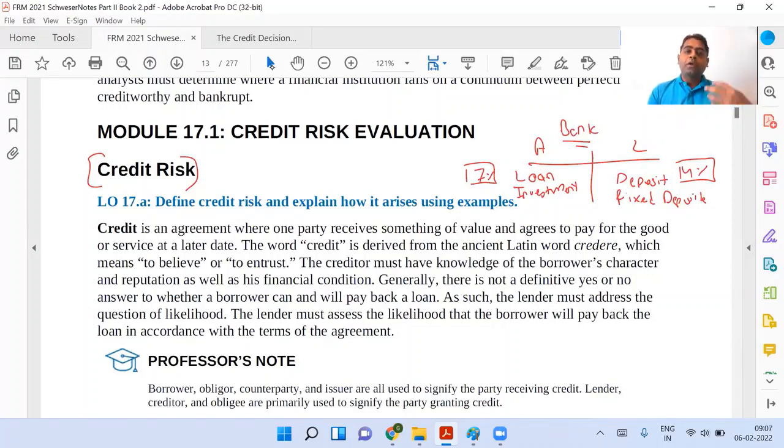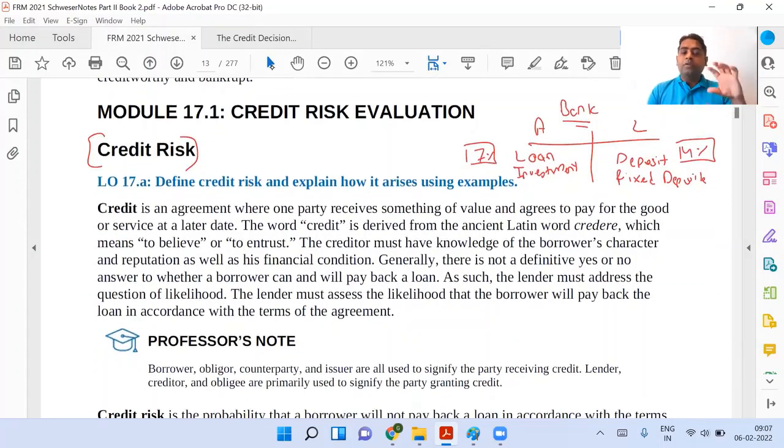Now we're going to be doing a deep dive into it. The first section is more about terminology. They're trying to help you understand what credit is and why we name it credit risk. Not very important for the exam, but one or two lines are very important. If you read the first paragraph, this line is important, and the last line is very important.